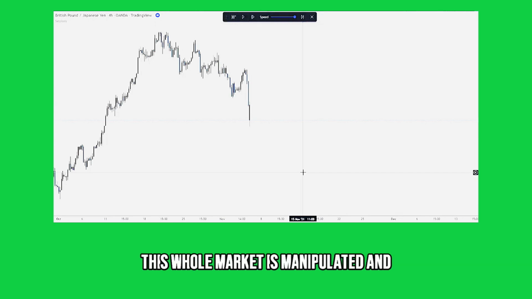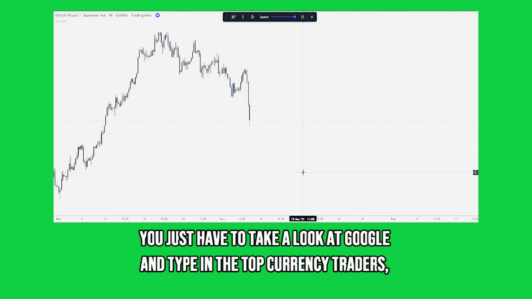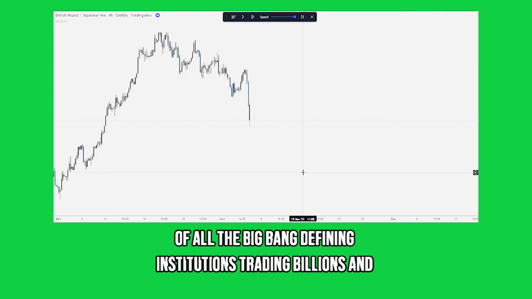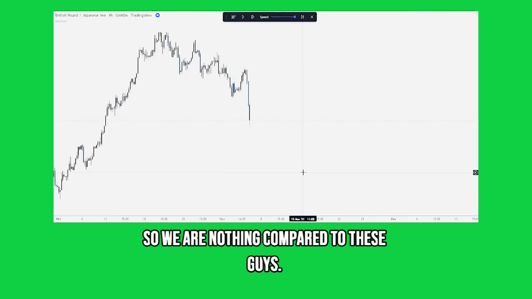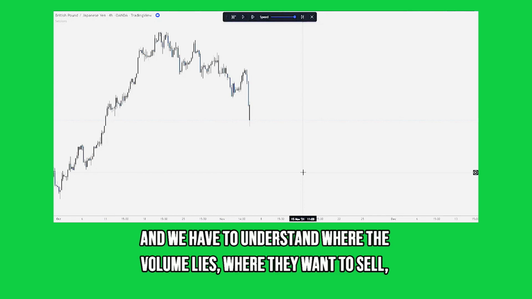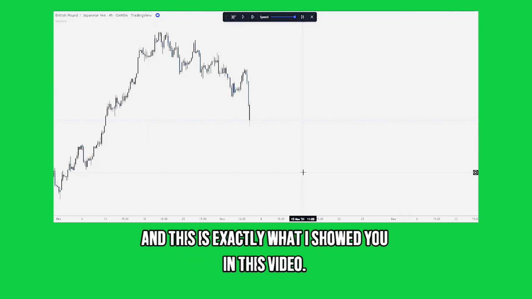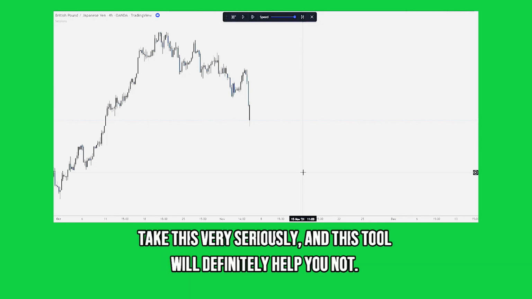This whole market is manipulated and it's rigged and it's controlled by the banks and financial institutions. You just have to take a look at Google and type in the top currency traders, and you will see a list of all the big banks and financial institutions trading billions and trillions of dollars every single day, right? So we are nothing compared to these guys, and we have to understand where the volume lies, where they want to sell, where they want to buy, where they're looking to take profits. This is exactly what we need to do, okay? And this is exactly what I showed you in this video. So don't take this video lighthearted, okay? Take this very seriously, and this tool will definitely help you a lot.